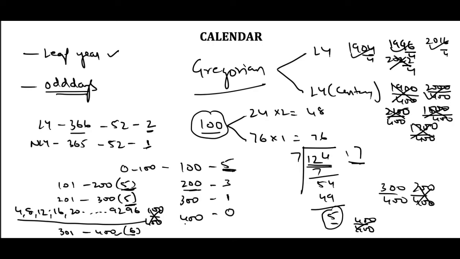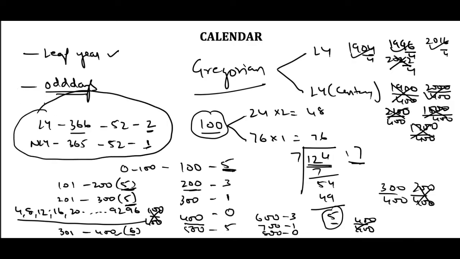Now as we have found the first century year as a leap year, from there onwards 500 will again be 5, 600 will be 3, 700 will be 1, 800 will be 0. So the cycle repeats every 4th century year. Now as we have discussed the topic, we have to remember these terms: every leap year will have 2 odd days, every non-leap year will have 1 odd day, the first 100 years will have 5 odd days, the first 200 years will have 3, 300 will have 1 and 400 will have 0.